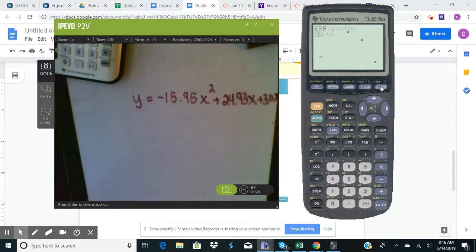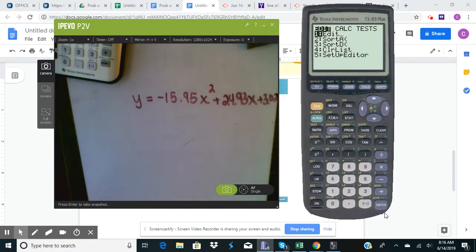Now when I hit graph, I'm going to see that, I typed something in wrong. Oh, this is a good one. I used the minus key instead of the negative key. So if you ever get that error, it said error syntax. That meant I typed something in wrong. So now we're going to hit graph, and we're going to see a really nice quadratic curve going through those points that we graphed. So that is quadratic regression.